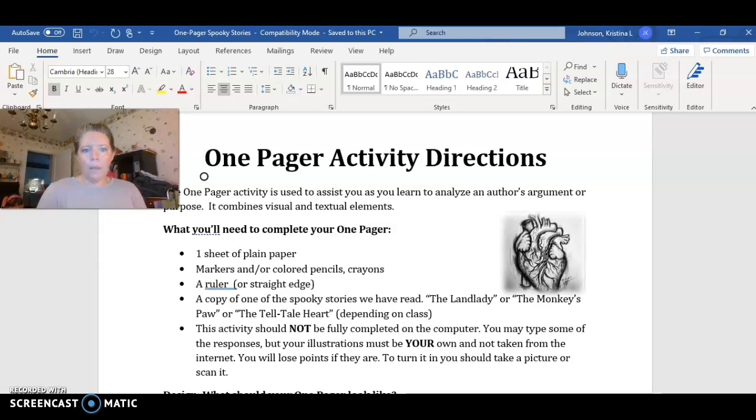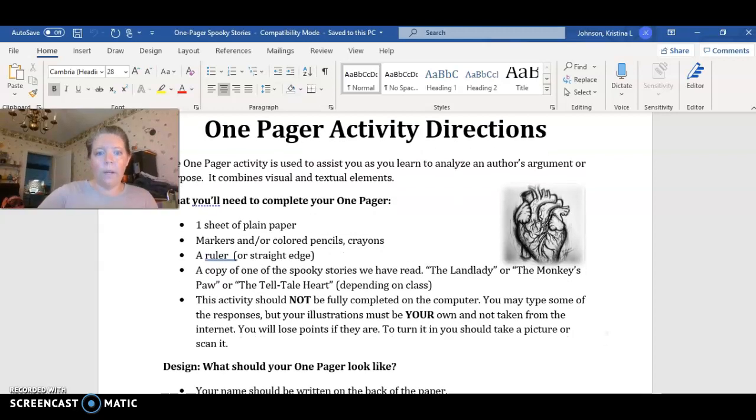So for this assignment, you will need a plain piece of paper, whether it's computer paper, construction paper, or line paper, but it must be done neatly and not in a rush. You will need markers, colored pencils, or crayons. You can also use colored pens. You will need a ruler or straight edge to make your lines very organized.